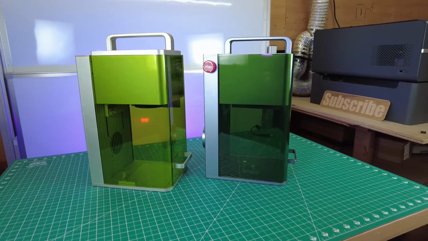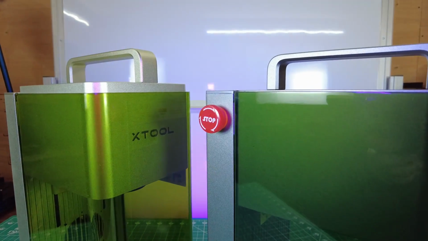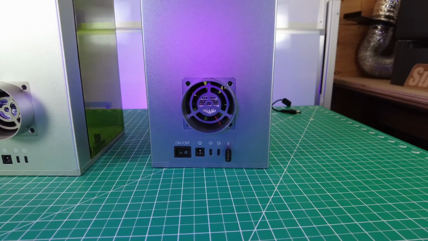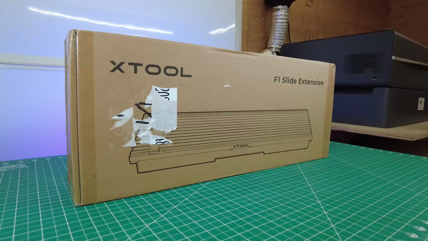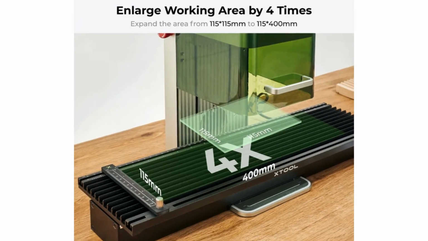One of the most obvious is the color of the materials, but there's also now a large red button on the side, which is an emergency stop button. There's also an extra USB port on here now that works as a key so you can disable the laser if you need to. And with this retail unit, I can use the F1 slide extension. And this will make your cut and engrave area about 4 times longer.